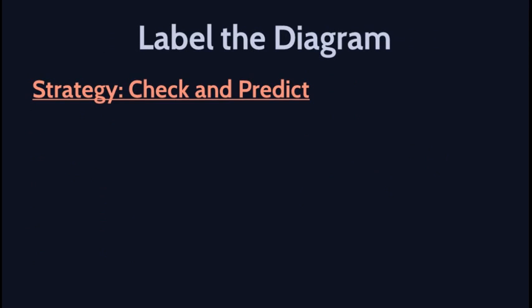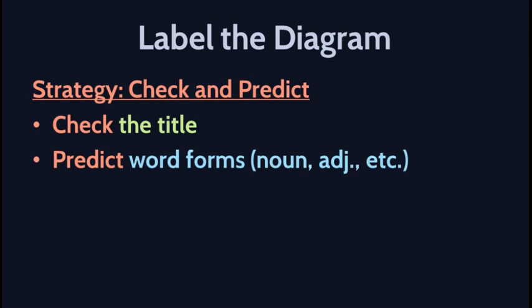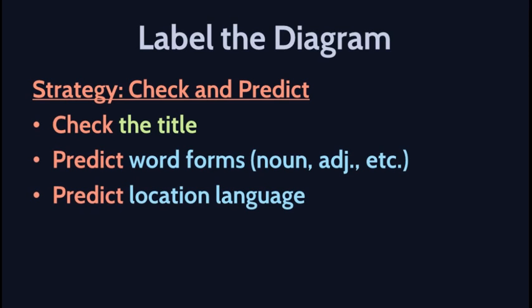All right, now we are going to do a little strategy here called check and predict that will help us with labeling the diagram. So first of all, check the title, then predict the word forms, okay, noun, adjective, etc., and predict the location language. Okay, so predict what kind of expressions you might hear next to, beyond, southeast, southwest.